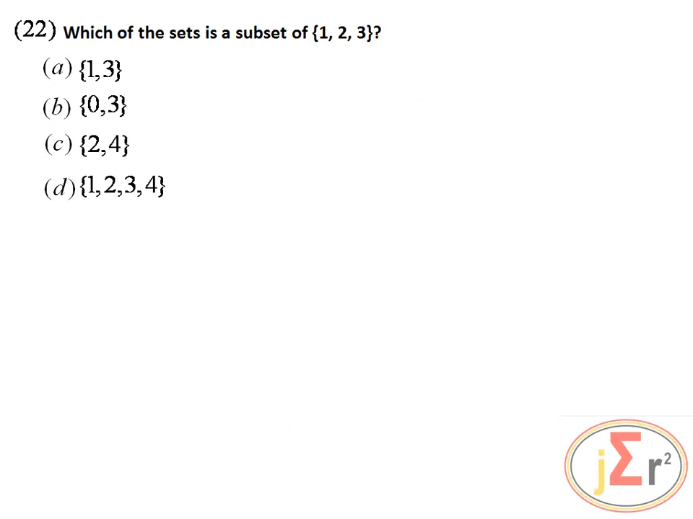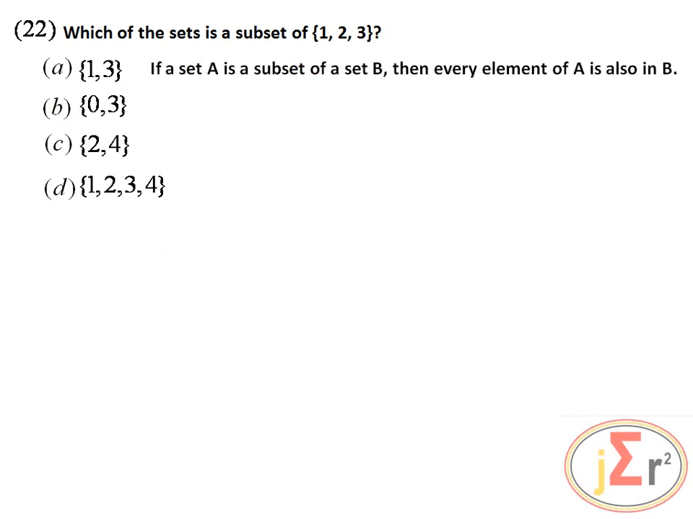Which of the sets is a subset of the set of 1, 2, 3? What do we mean by subset? If a set A is a subset of a set B, then every element of A is also in B. Therefore, we are searching for, among these, the set of which all of its elements are also elements of this one.